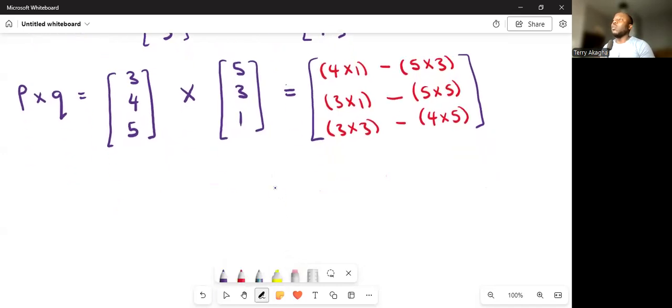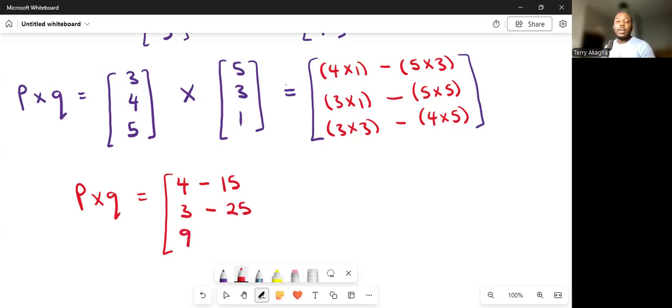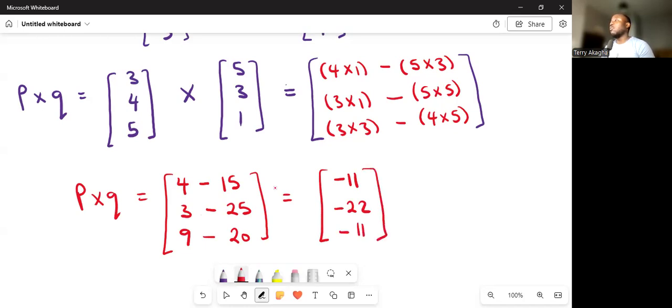We can now say P times Q is going to be equal to 4 times 1 will give you 4, minus 5 times 3 will give you 15. 3 times 1 will give you 3, minus 5 times 5 will give you 25. 3 times 3 will give you 9, minus 4 times 5 will give you 20. So now when you solve this, 4 minus 15 will give you minus 11. 3 minus 25 will give you minus 22. 9 minus 20 will give you minus 11. And that will be the answer for this.